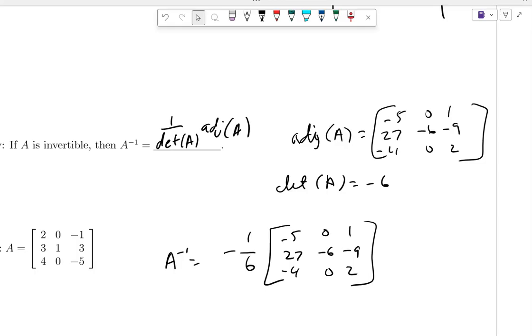Does this seem like a way that you would want to calculate an inverse? No, it's a lot of computations, right? So it's not an exceptionally useful formula in terms of calculating the inverse, but it's a nice formula for one of our applications for solving systems of equations, which is called Cramer's rule, and we'll talk about that on Wednesday.